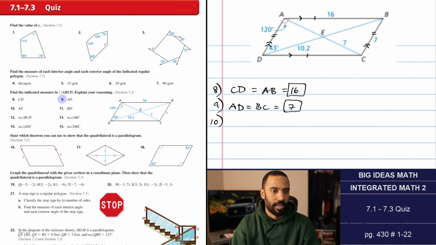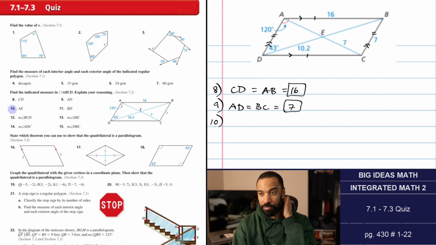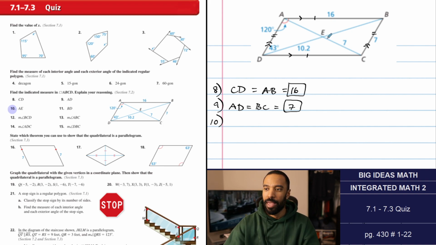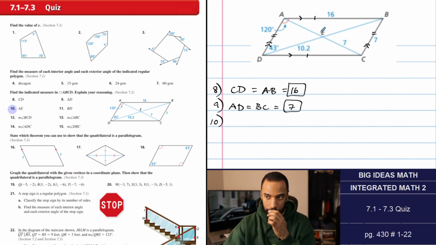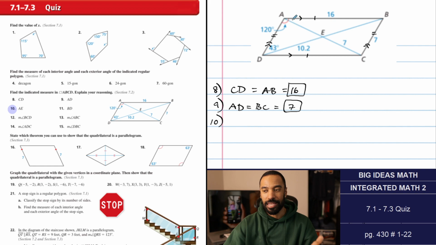Number 10, the length of AE. Looks like the first 4 are lengths and the last 4 are measures of angles. The length of AE. AE is part of a diagonal. The entire diagonal is AC. You know what AE is, though, also? It's half of the diagonal, because each diagonal in a parallelogram, here's another property, they bisect each other. That means these two lengths are the same.